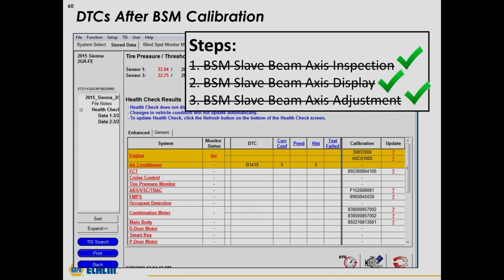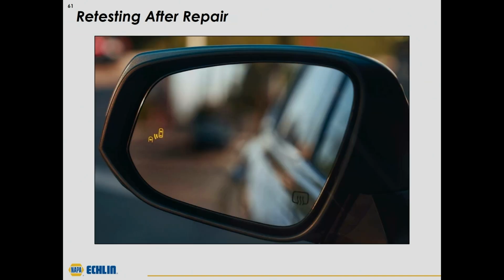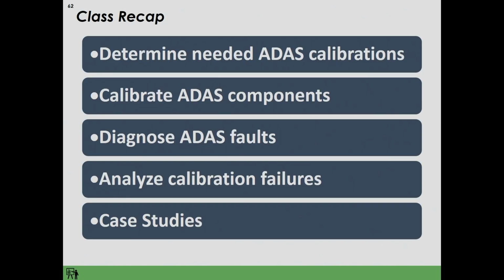The only thing we have left on this vehicle is to retest after the repair. We want to make sure that it actually works. So this goes with any of our calibrations. If we're going to do a camera calibration, I want to make sure that it can keep it within the lanes. I want to make sure that I can do parking lot maneuvers for a 360 camera calibration. On this vehicle, we verify that the blind spot indicator is coming on for the customer.